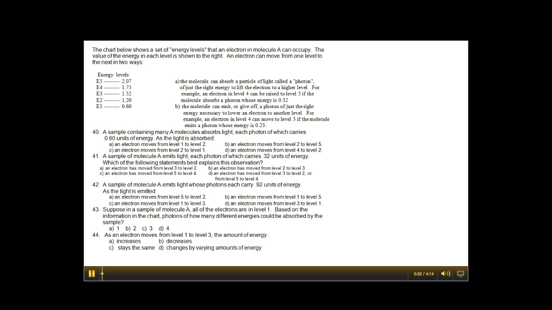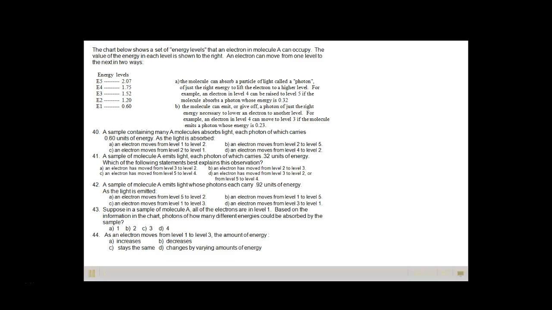All right. 40 through 44 are some of the hardest but best questions in this section. It says the chart below shows a set of energy levels that an electron in molecule A can occupy. The value of the energy in each level is shown to the right. An electron can move from one level to the next in two ways.